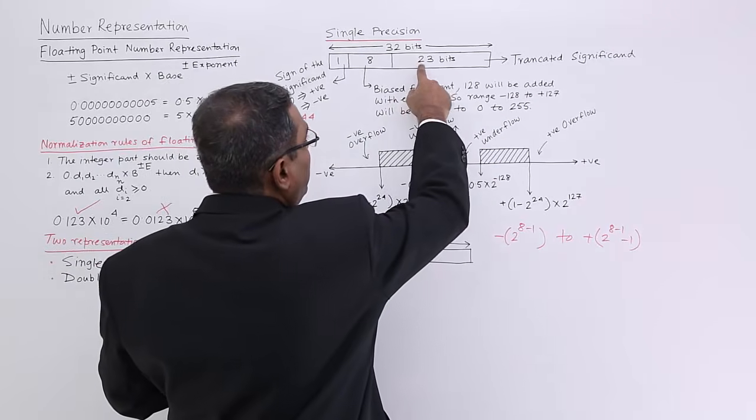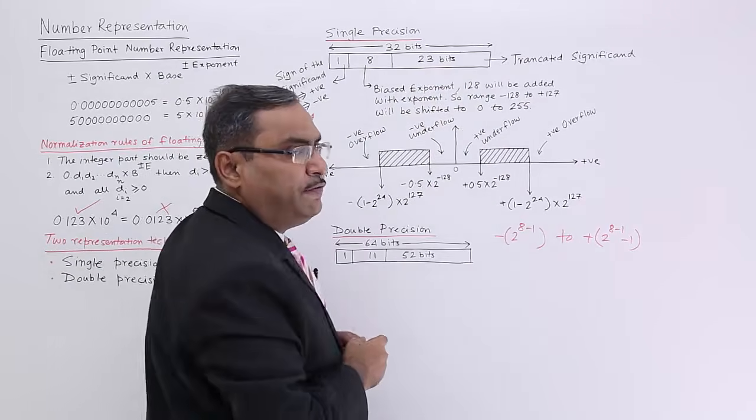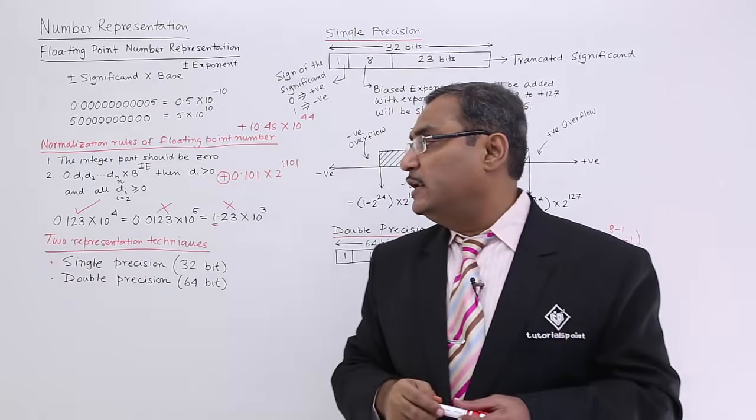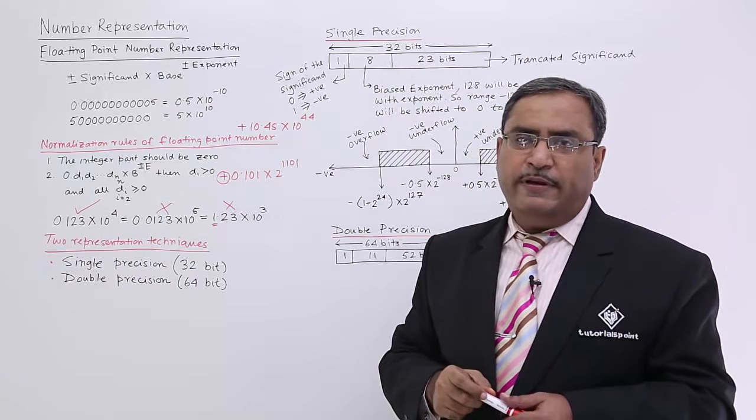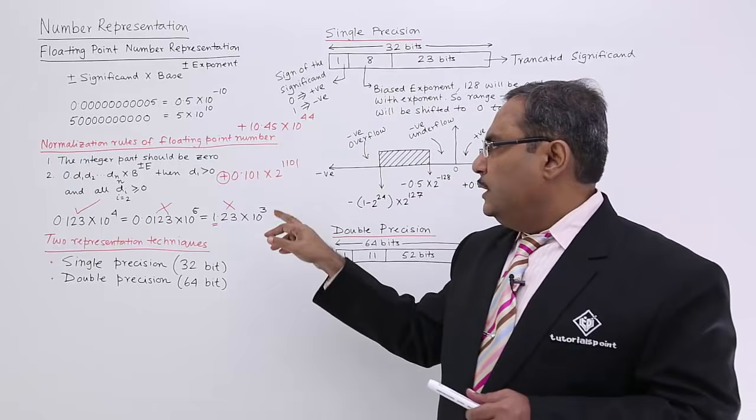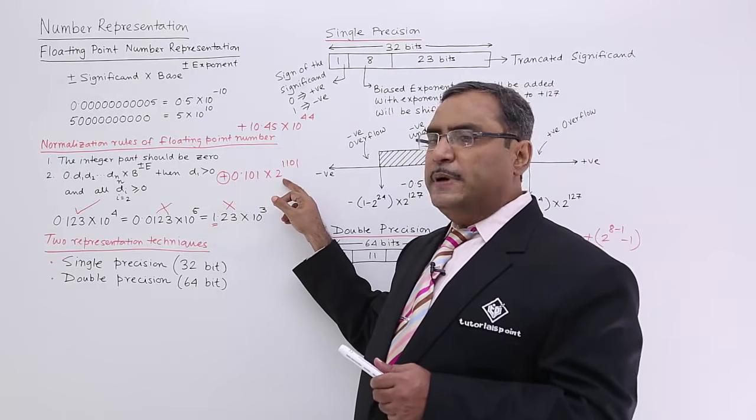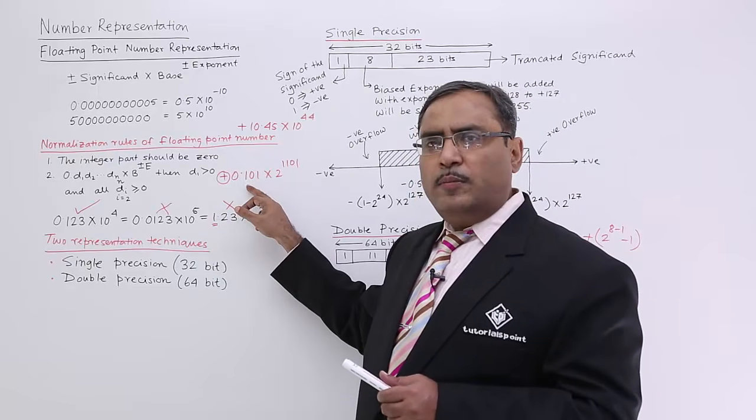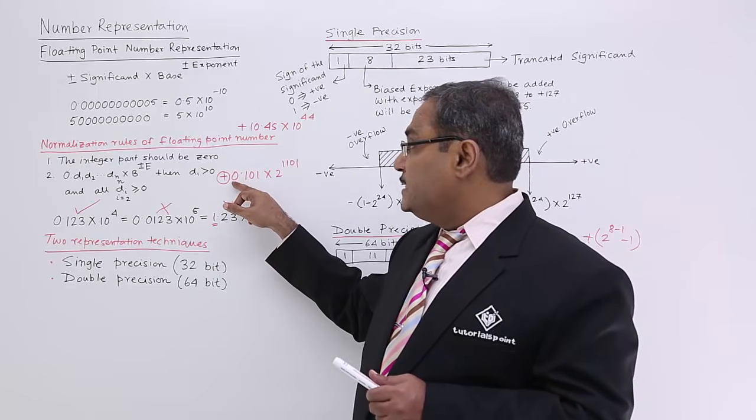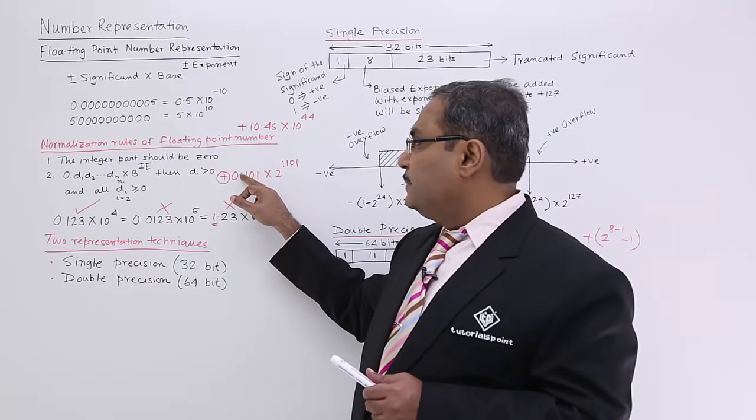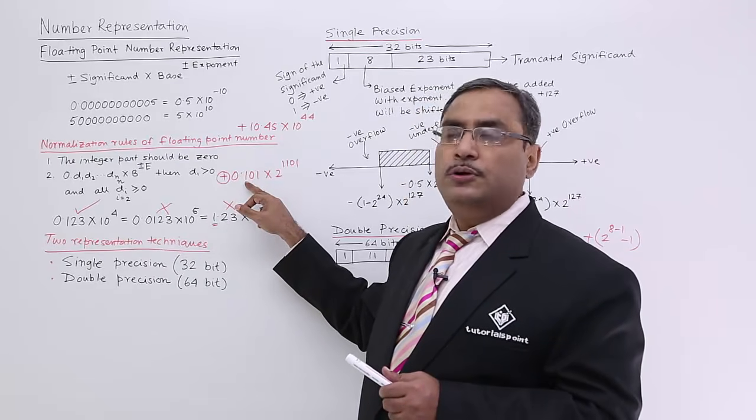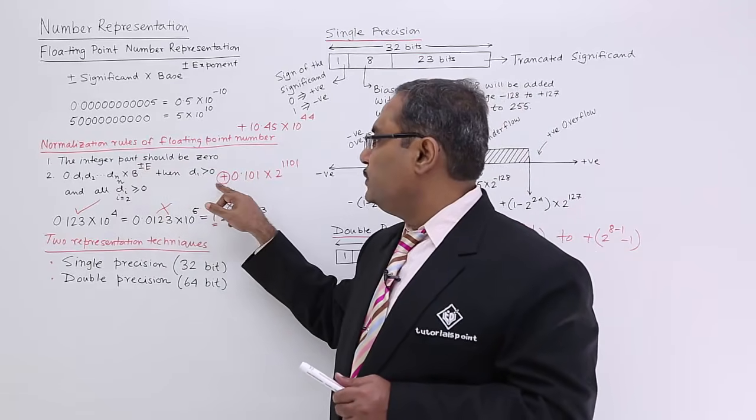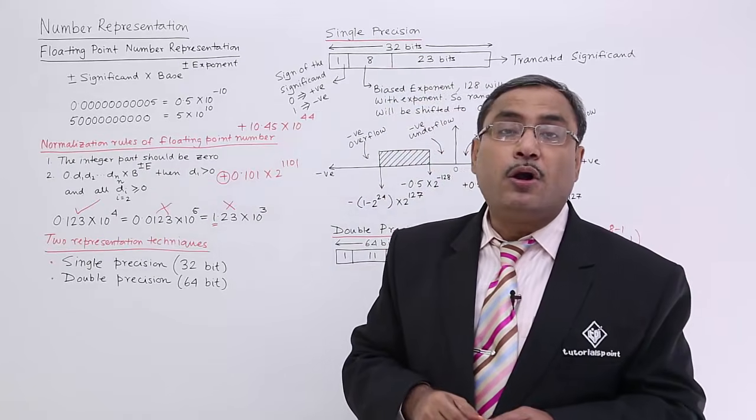Next one is the 23 bits, which is for the truncated significand. Now, what is the meaning of this truncated significand? I am telling you, this is a floating point number represented in binary. Is it normalized? Yes, it is normalized. How? Because the integer part is 0 and after the decimal point this digit is non-zero. So, I have followed both the rules. So, this floating point number is normalized.